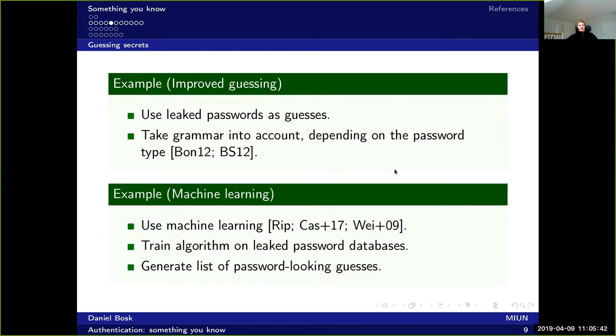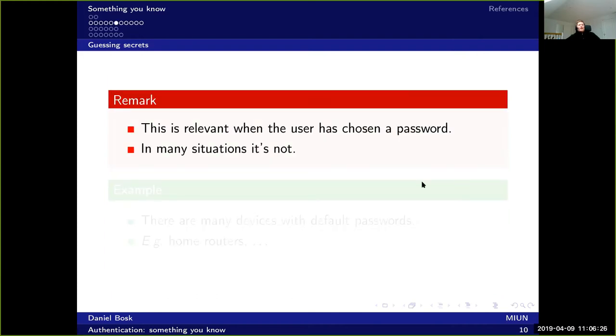Another way is to simply use machine learning and train a machine learning algorithm on leaked password databases. And then you can simply let the algorithm generate a list of password-looking guesses. So then you can have variations that are not in the leaked password database, but that still have the same look as normal passwords, so that might actually get you a few more passwords that you can guess.